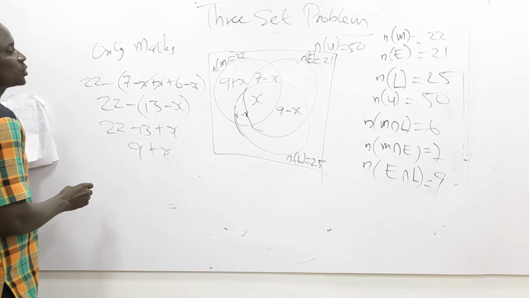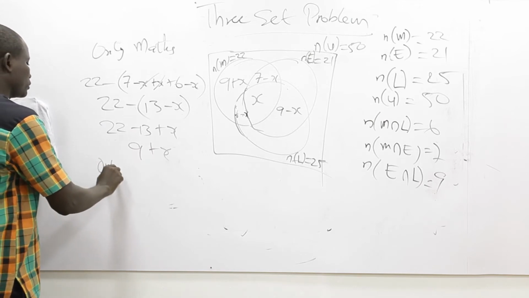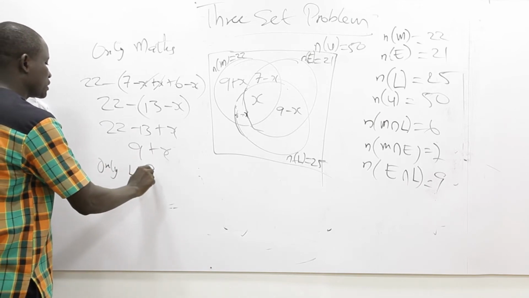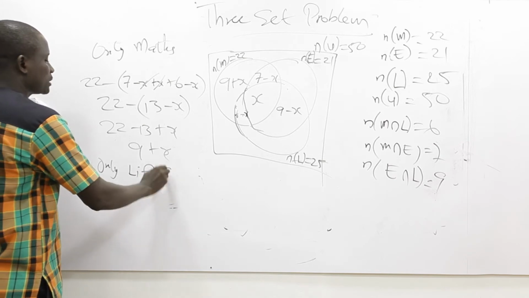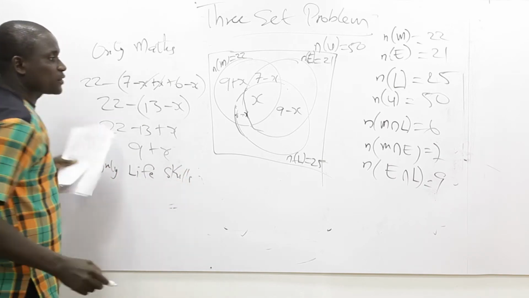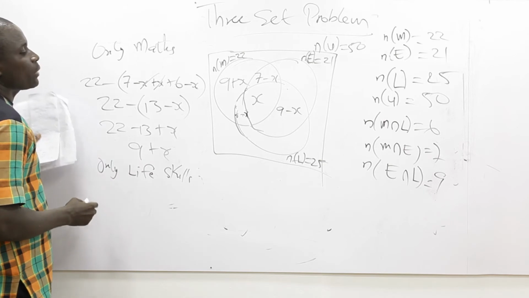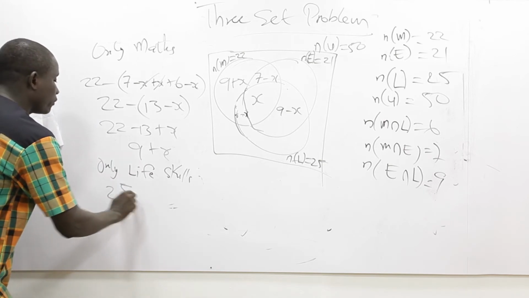Okay? What about only life skills? Only life skills, what is it? That one is also going to be 25 minus, in brackets.